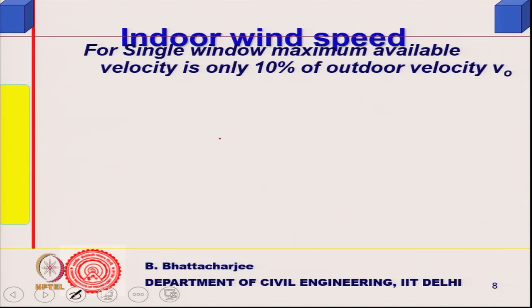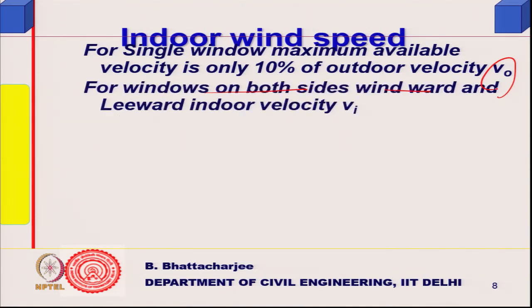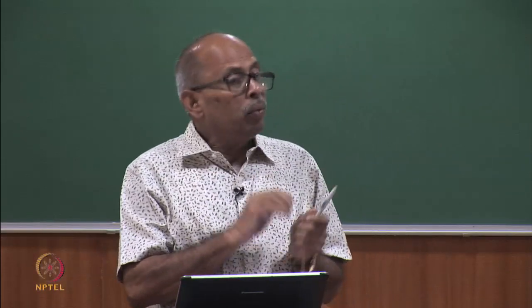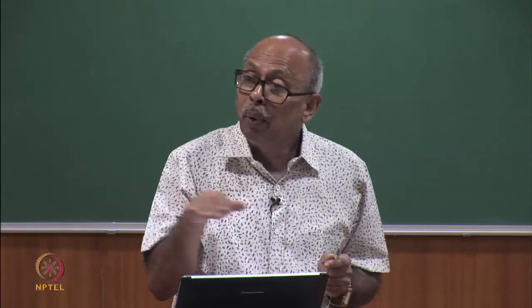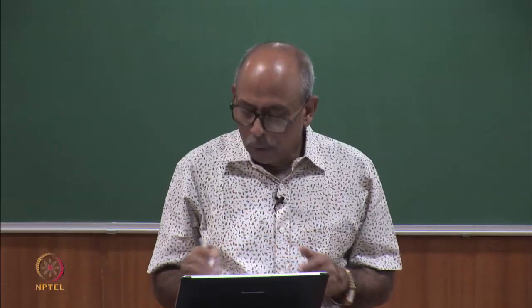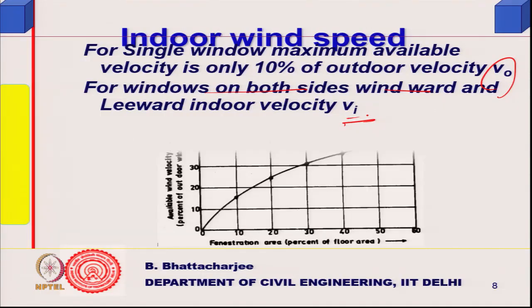For a single window, the maximum available velocity is only 10% of the outdoor velocity. The outdoor velocity we are calling V0, and a single window will give you only 10% of it. For windows on both sides, windward and leeward, let us say the indoor velocity is Vi, the average indoor air velocity I am talking of. Whenever we mention this, we mean the velocity at the critical level, the useful level. The velocity at the useful level is what we should be interested in.